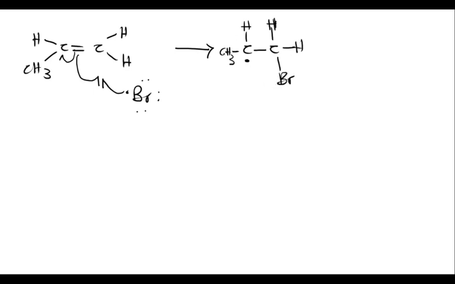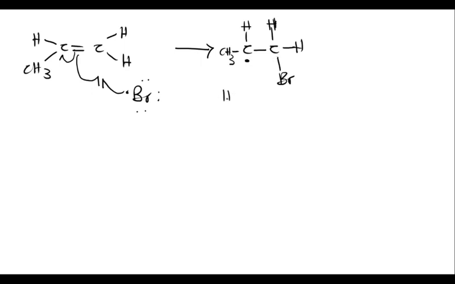Okay, so once we have this, we can see that the carbon over here, the radical, is attached to two other carbons, so it is more stable than if the radical were to be here, which would just be attached to one carbon. So this radical is more stable than if we have the radical over here.